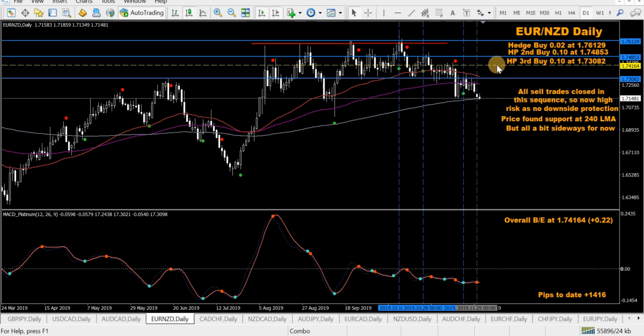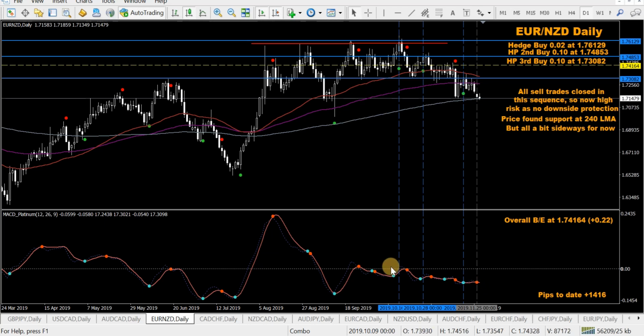My overall break even is marked by these yellow dotted lines. You can see my notes here. Overall break even at 174, 164 on plus 0.22. So with plus, I want to be above that yellow line. In this case, I'm not. So I'm losing a fair bit on here at the moment, but I'm committed to a sequence of trades.